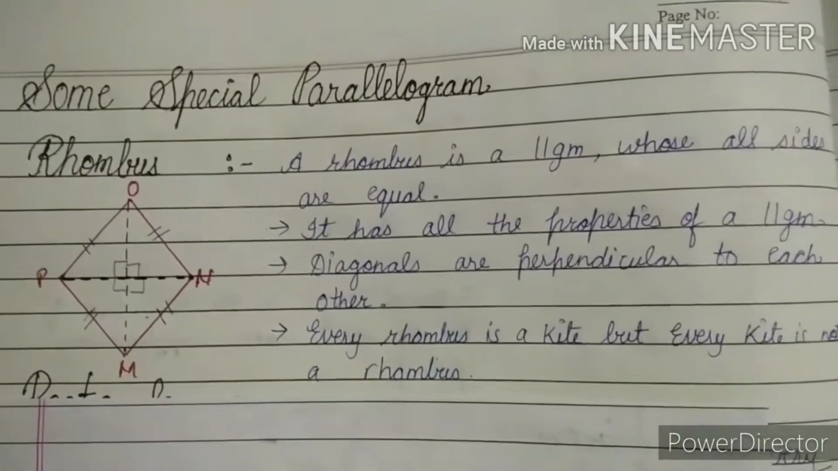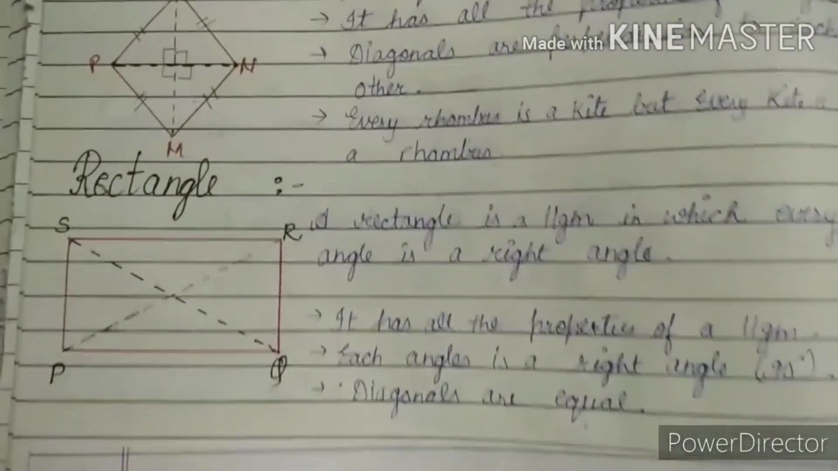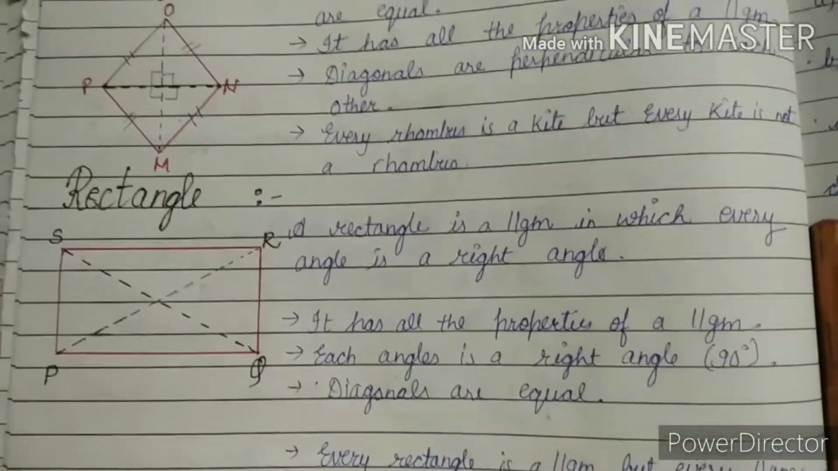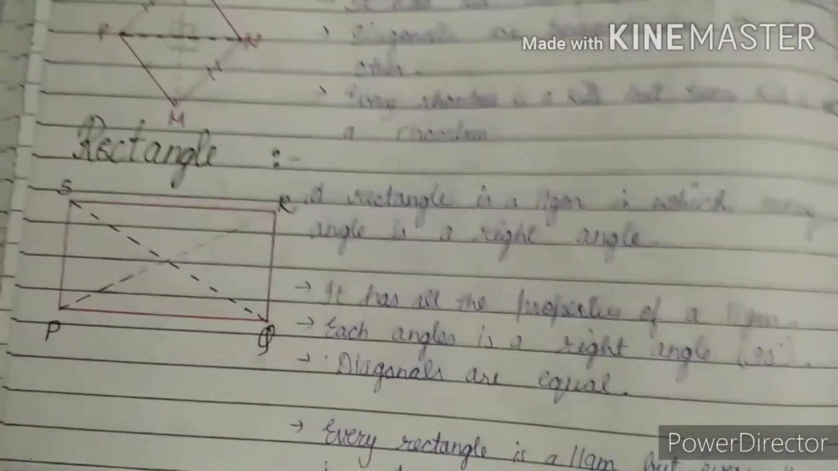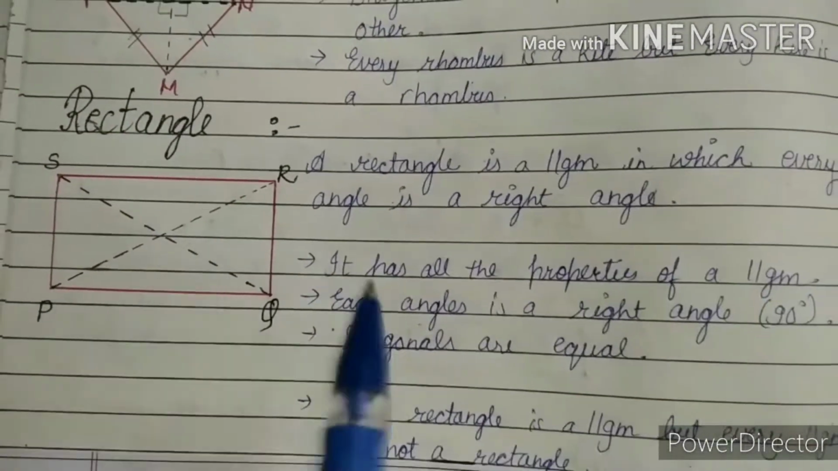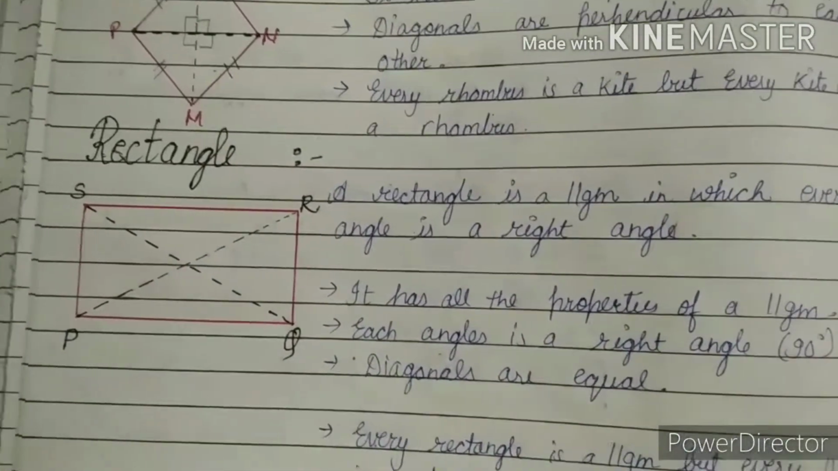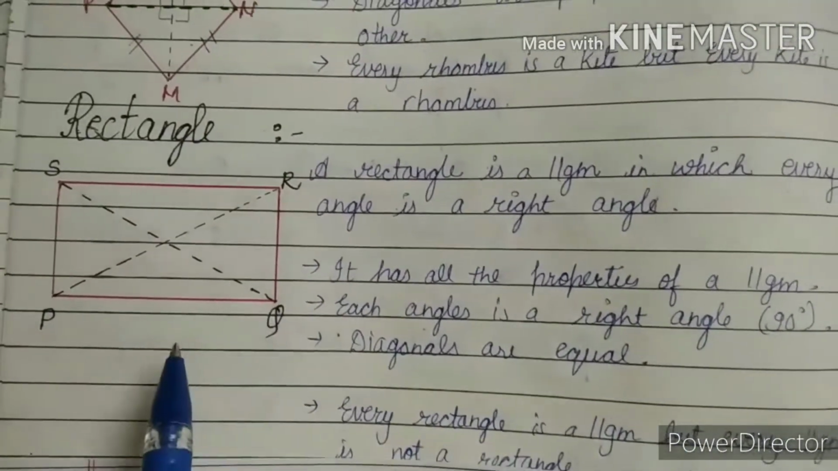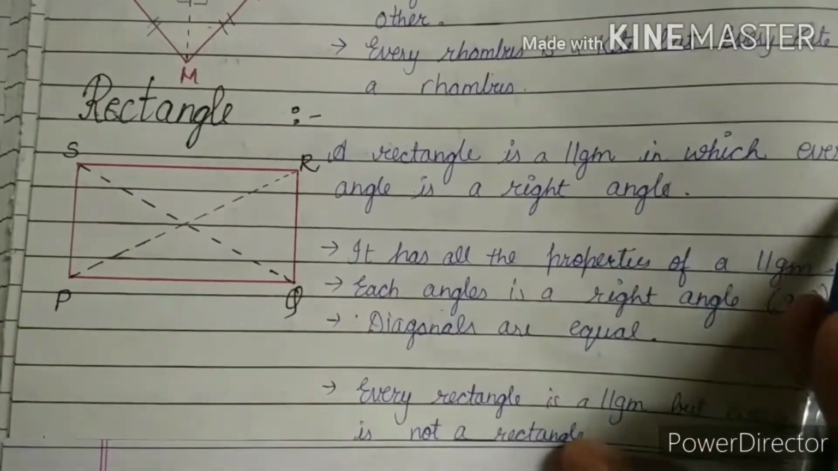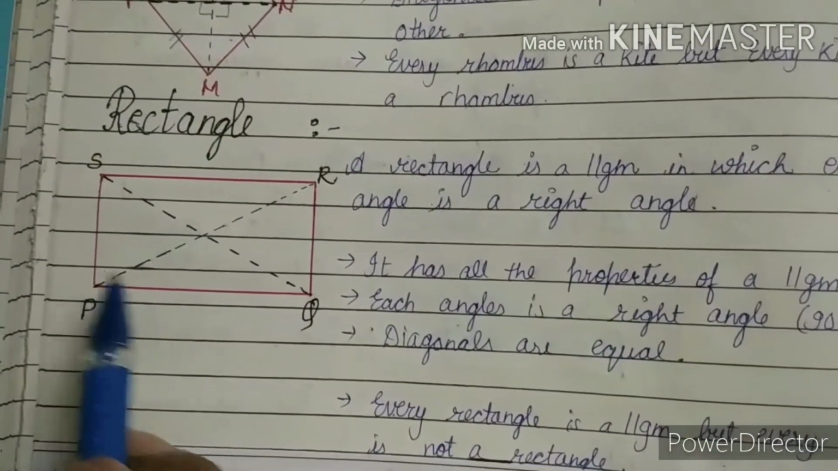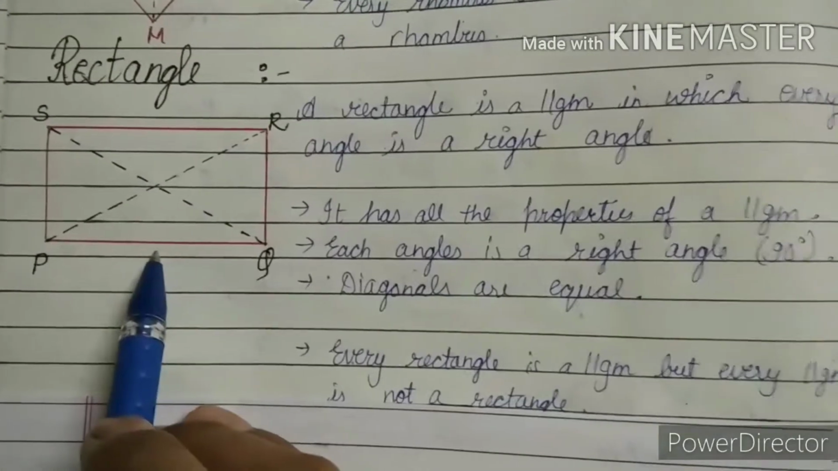After this we have one more parallelogram, which is the rectangle. We all know about the rectangle. What is the meaning of rectangle? A rectangle is a figure that has four sides and its opposite sides are equal. A rectangle is a parallelogram in which every angle is a right angle. It means angles P, Q, R and S all have a measurement of 90 degrees.